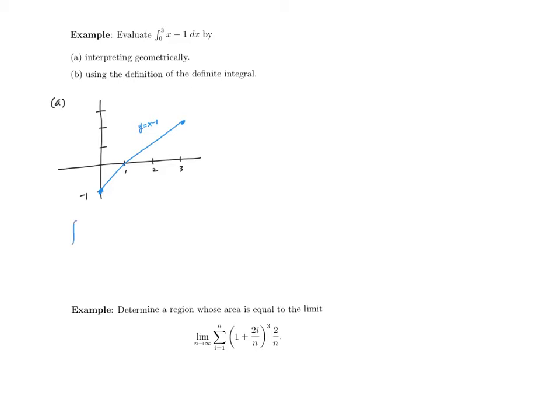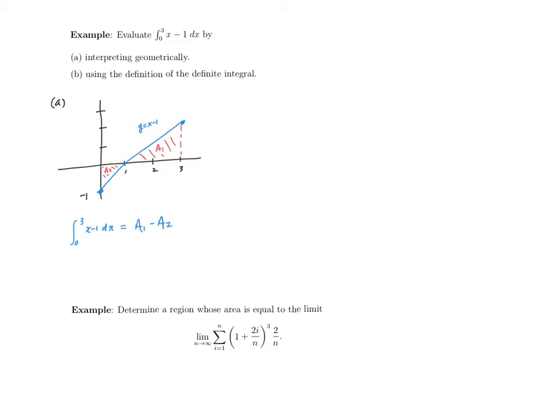When it comes to evaluating the definite integral of this function, remember it's this net difference of enclosed areas. We see that we have this triangular shaped region, let's call it area A1, that sits above the x-axis. And then we have another triangular shaped region with area A2 that sits below the x-axis. So the value of this definite integral is simply A1 minus A2.